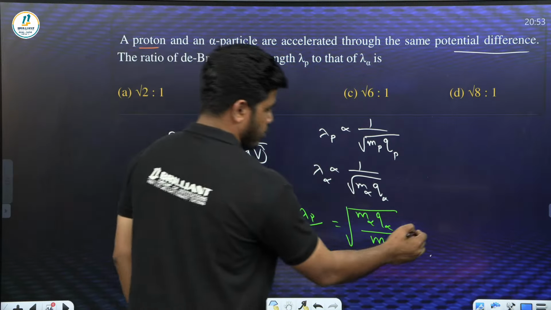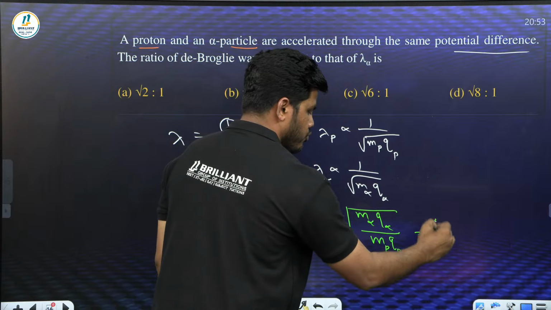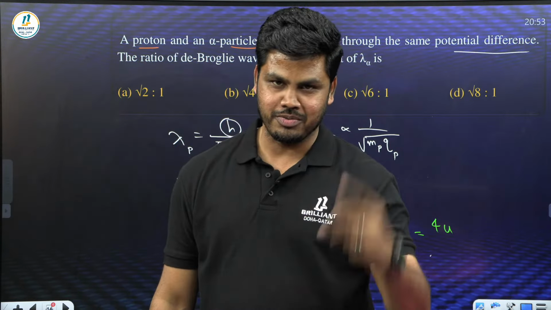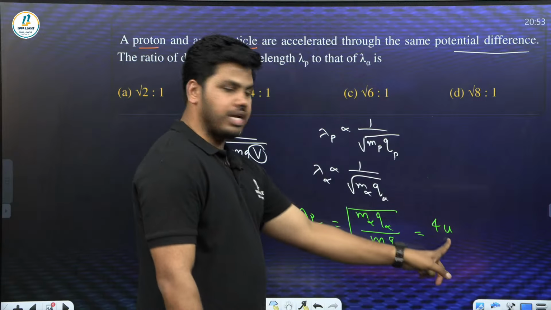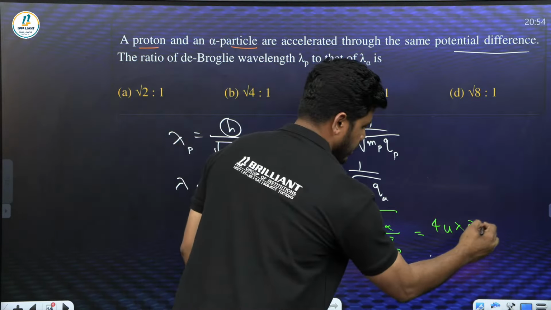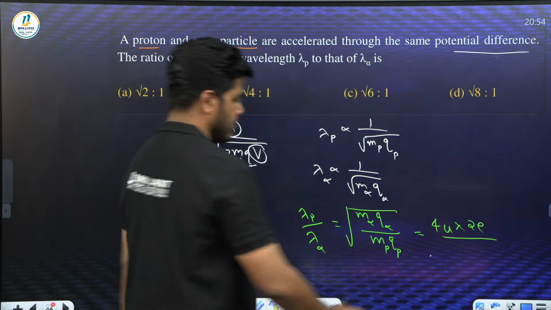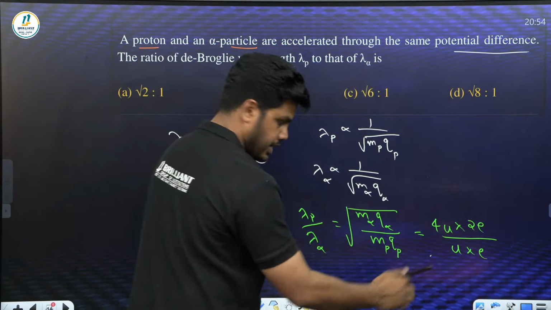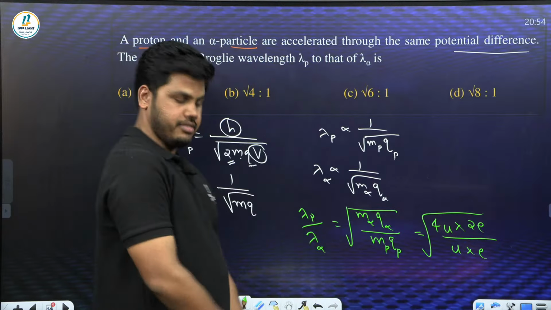Yes, now let us substitute. What is mass of alpha particle? 4 atomic mass unit, right? 4 particles, 2 protons and 2 neutrons. We remember this, yes. And 4 atomic mass unit is the mass. And what is the charge of alpha particle? 2e, right? Divided by mass of proton, which is just u, and e. Got it? Exactly. Square root is there, yes, definitely.